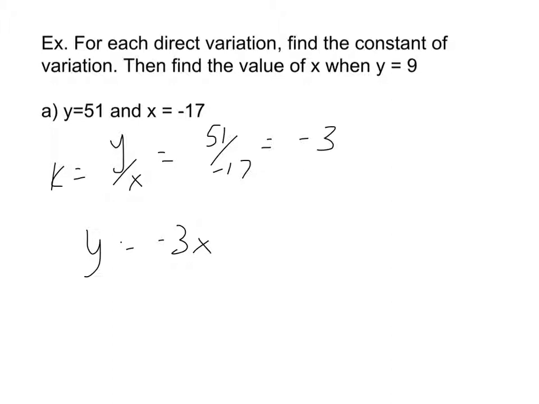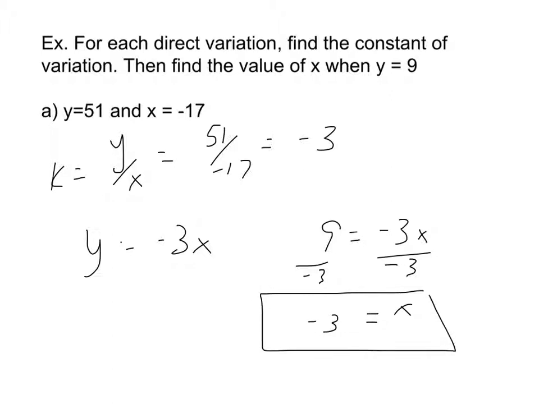Okay, we want to find the value of x when y equals 9, so we can just plug 9 in. So 9 equals negative 3x. Divide by negative 3, and x is going to equal negative 3. So there is our answer.